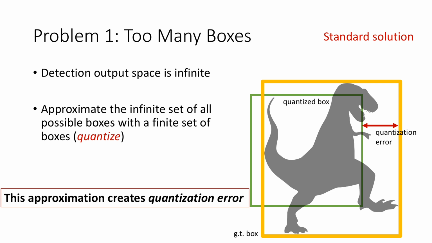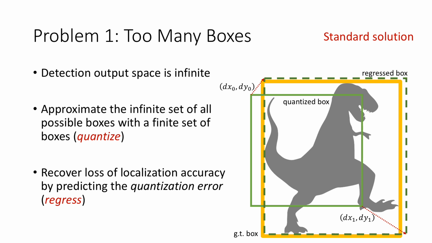Naturally, most boxes in the original space do not correspond exactly to any quantized box. So even if we can train a model to classify them, thus answering the what part of the detection question, the localization, or the where part of detection, may be inaccurate. This fact is illustrated in the figure, where the gold box denotes the ground truth and the green box denotes the nearest quantized box. The distance between these boxes is the quantization error introduced by the approximation.